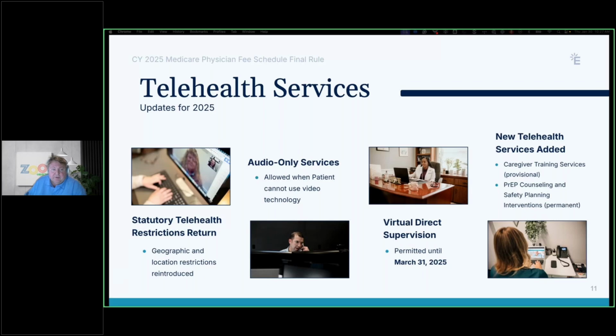Also, they want to keep it where audio-only telehealth services remain eligible. Before, I think you might have had a video component that was needed, but you can just do audio only. Telehealth services for federally qualified health centers and rural health clinics have been extended. And there's one really huge one for everybody that's involved in behavioral therapy.